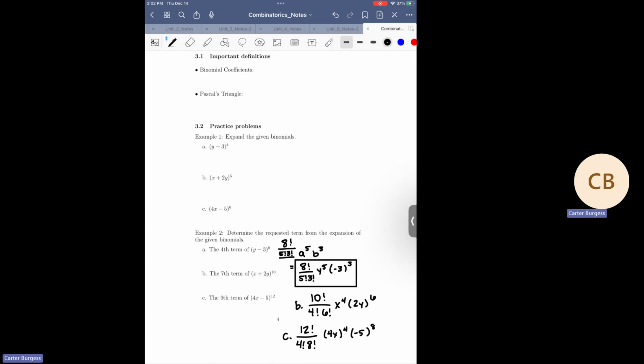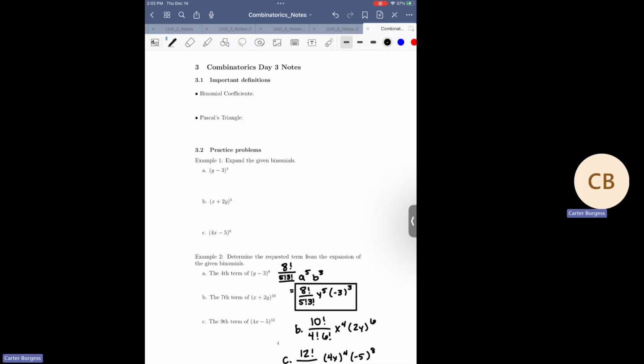And we'll go ahead and add here. Binomial coefficients, this was our n choose r, a to the n minus r, b to the r. n choose r is equal to n factorial over n minus r factorial r factorial.